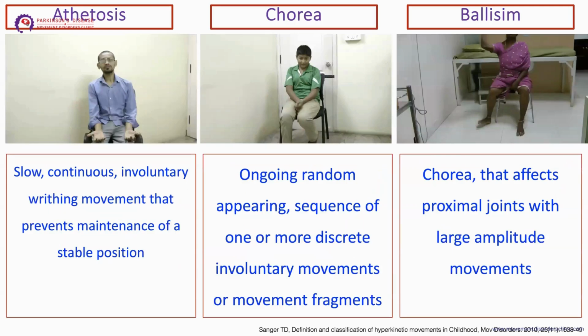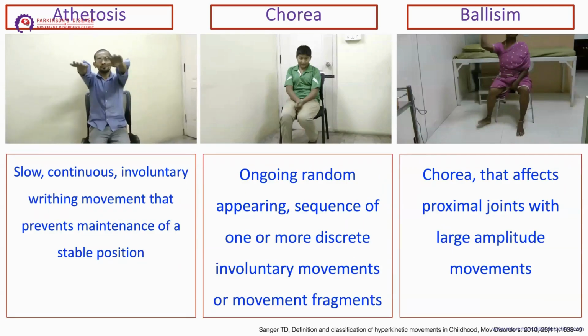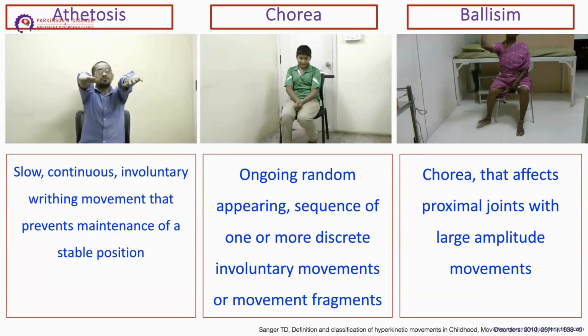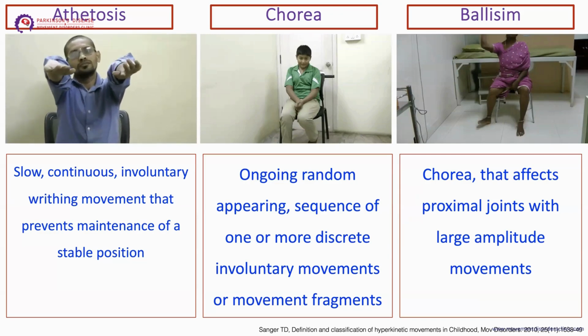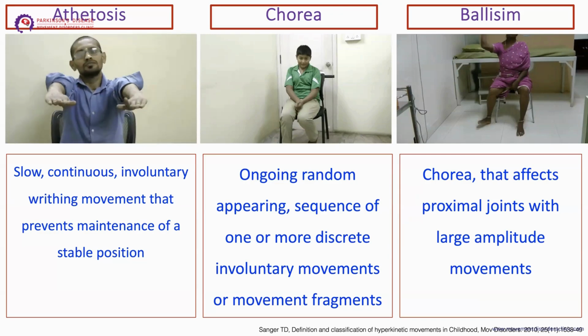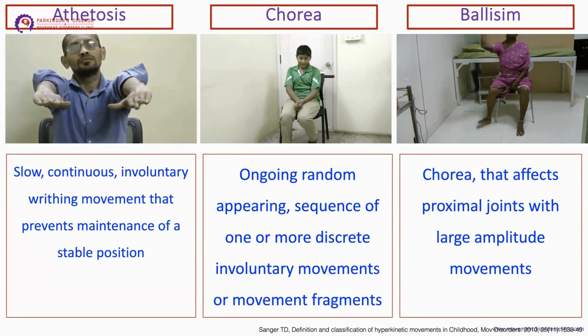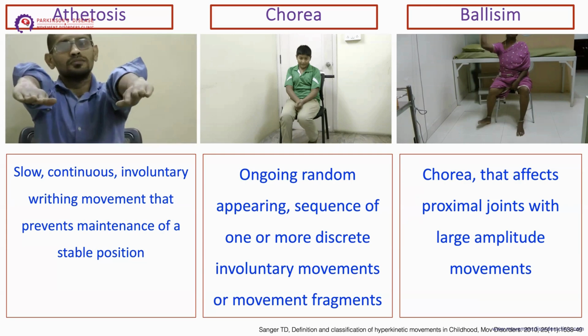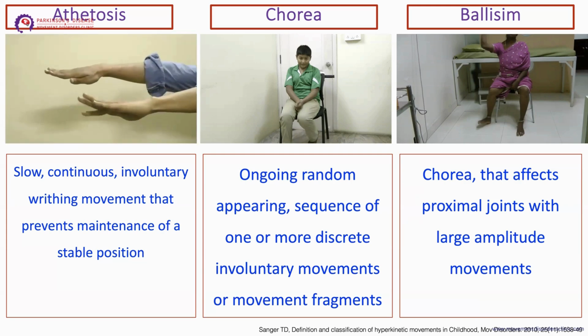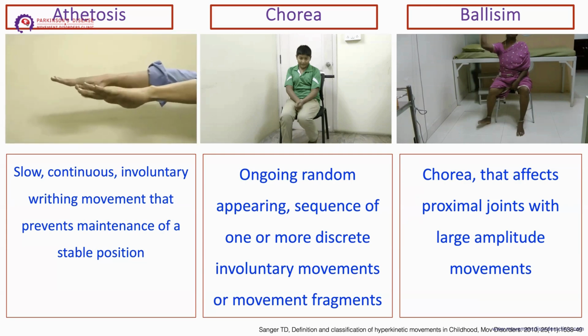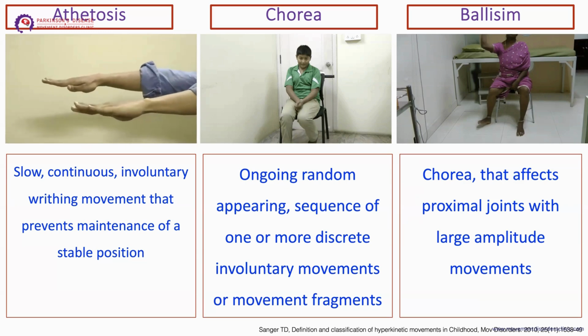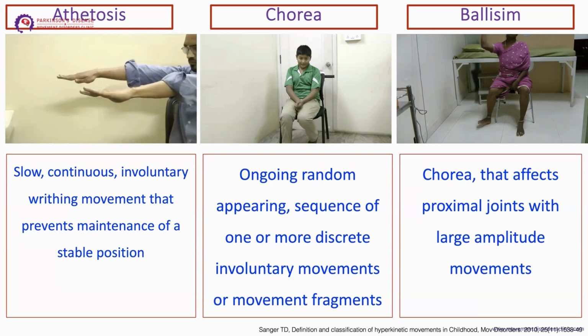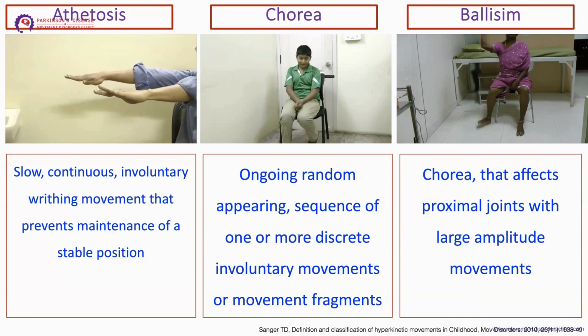So what is each one of them? Hold both the hands straight like this. Athetosis is a slow, continuous, involuntary writhing movement that prevents maintenance of a stable position. What you can see is he is able to hold the hand, but with the outstretched hand, slow writhing involuntary movements are happening, and it's predominantly distal in nature. The type of underlying cause will give the etiology for this athetosis.